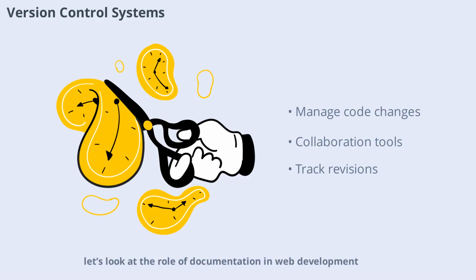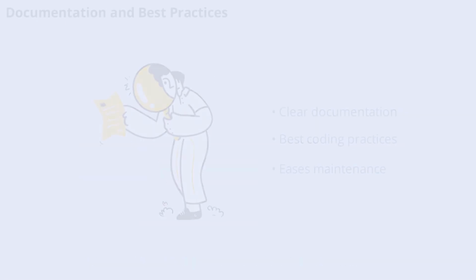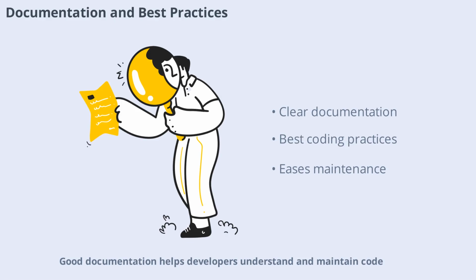Next, let's look at the role of documentation in web development. Documentation helps developers understand and maintain code. It includes comments, README files, and technical guides.